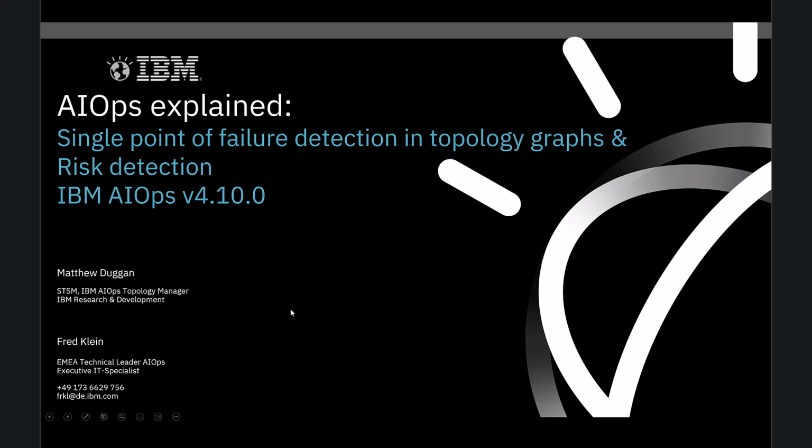Today we have a new topic with the brand new release of the IBM Cloud Pak for AIOps version 4.10.0. And out of that release, we have carved out two topics. One is single point of failure detection using topology, which is in AIOps, as well as risk detection using GIS data and a few new observers that we have in the product now. And for that topic, we have Matt Duggan, one of our senior technical staff members of IBM Research and Development, and he's going to take you through the whole topic.